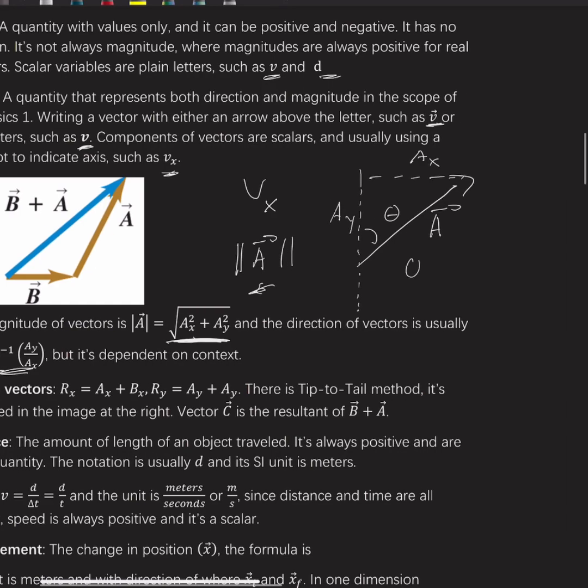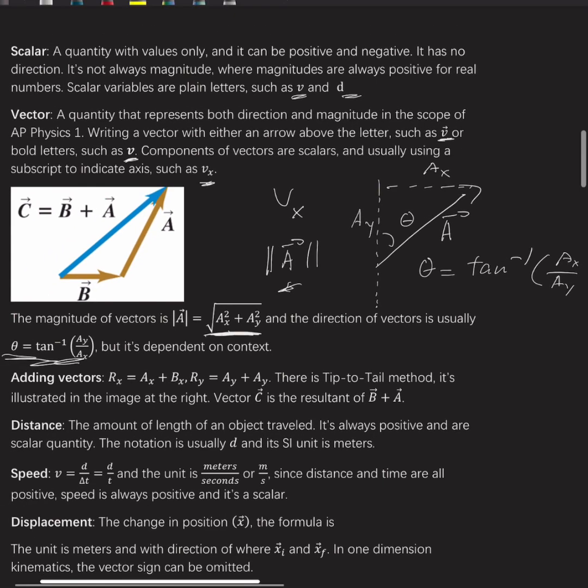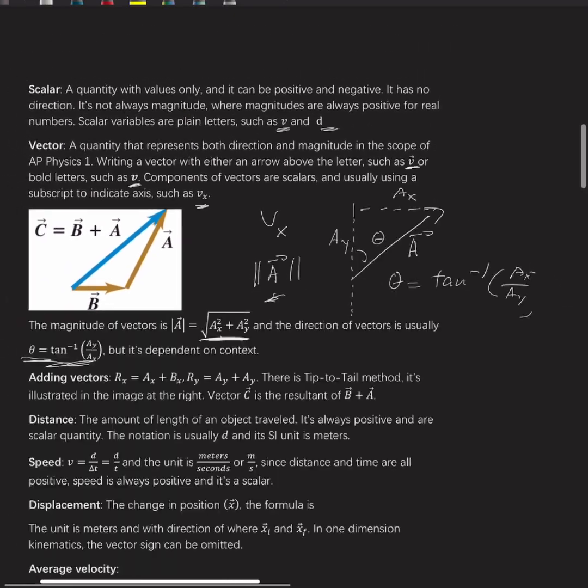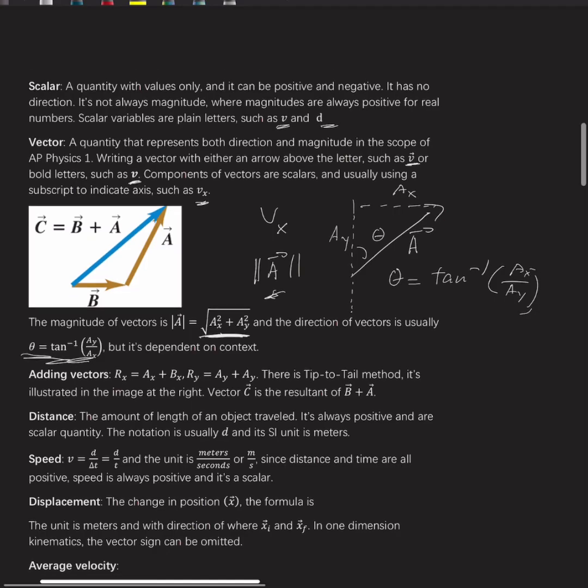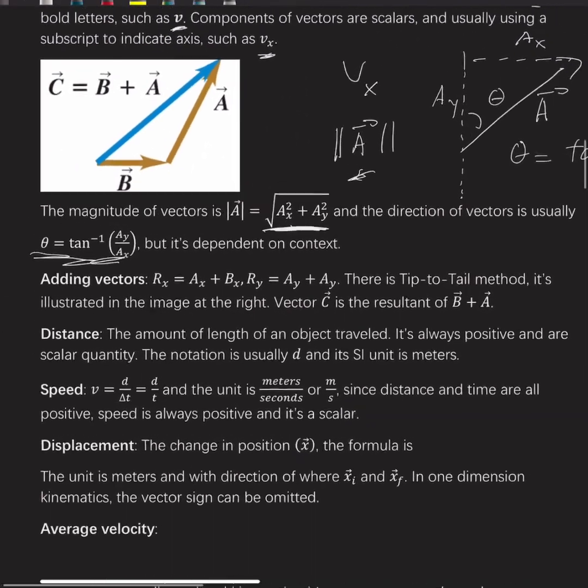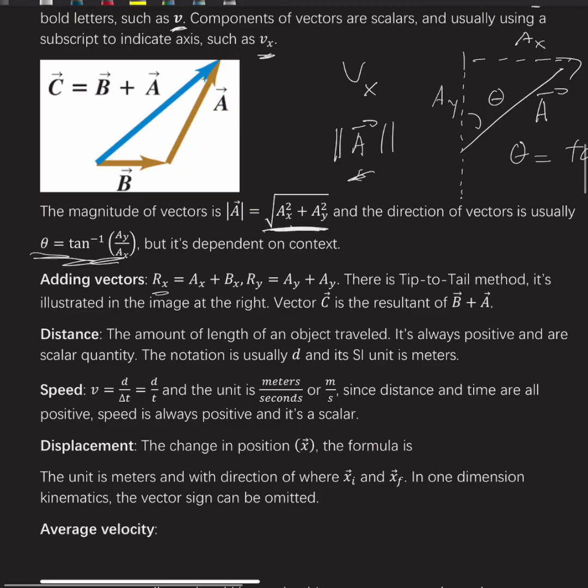The theta here is the arctangent of AX over AY instead of AY over AX. So make sure to draw a diagram first. And adding vectors, this is a vector x, meaning the resultant vector in the x direction is the first vector in the x direction plus the b vector in the x direction, and y is the same thing.